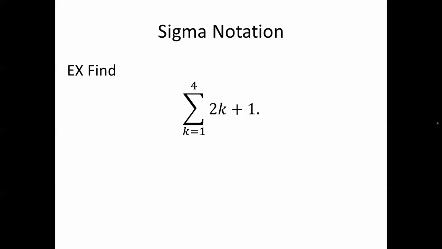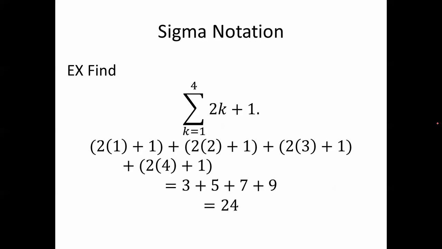Now let's do the reverse. I'll give you the summation notation. You tell me the sum. Find the sum as k goes from 1 to 4 of 2k plus 1. Well, this will be 2 times 1 plus 1 plus 2 times 2 plus 1 plus 2 times 3 plus 1 plus 2 times 4 plus 1. In other words, it's 3 plus 5 plus 7 plus 9, which is 24.